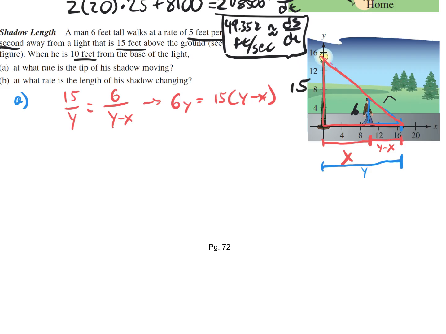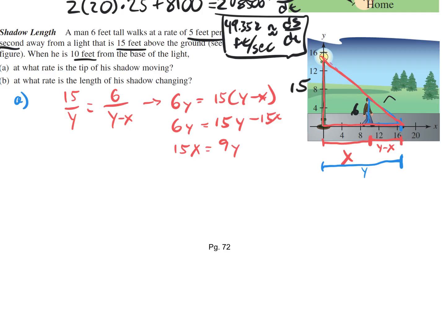And if we clean this up a little bit, 15y minus 15x. And if we add 15x over, subtract 6y, we end up with 15x equals 9y. All right. So we could mess with it more, but let's just leave it like that for the moment.